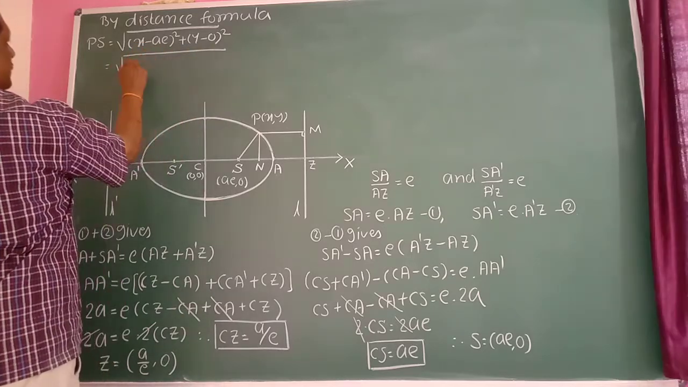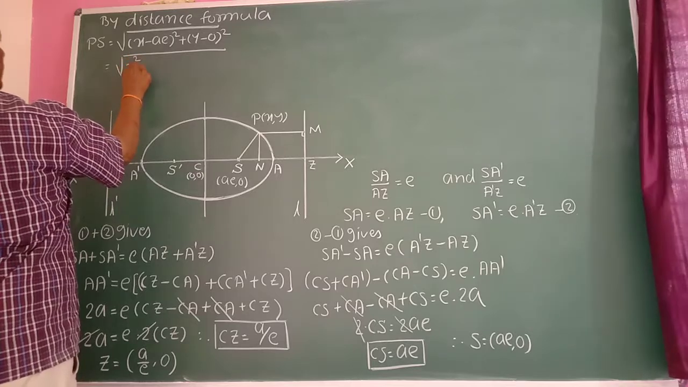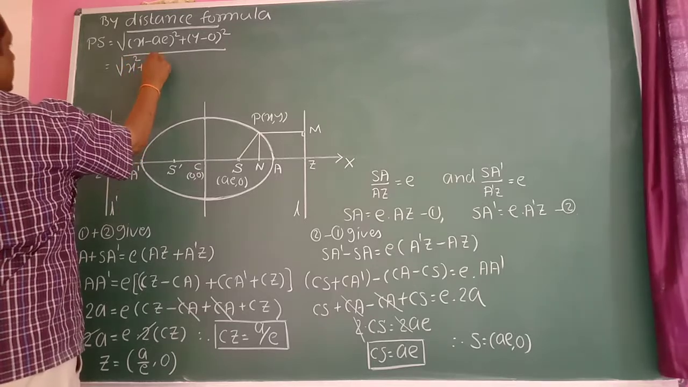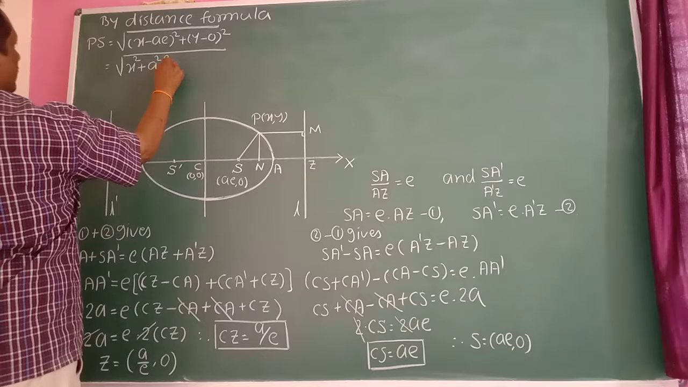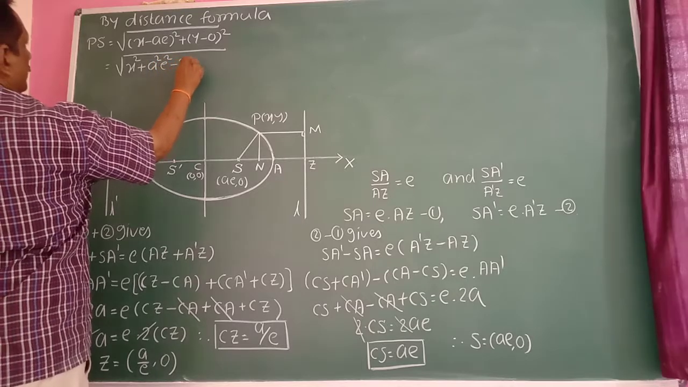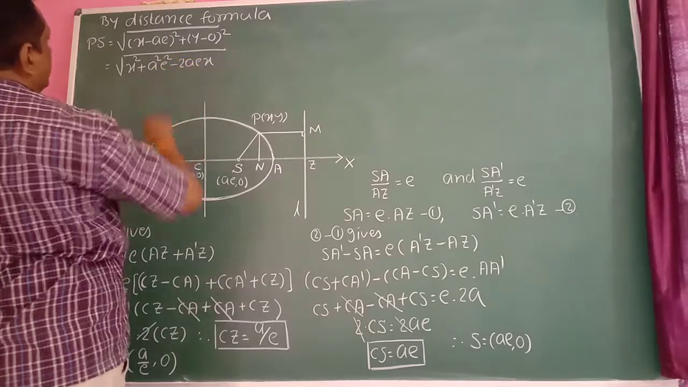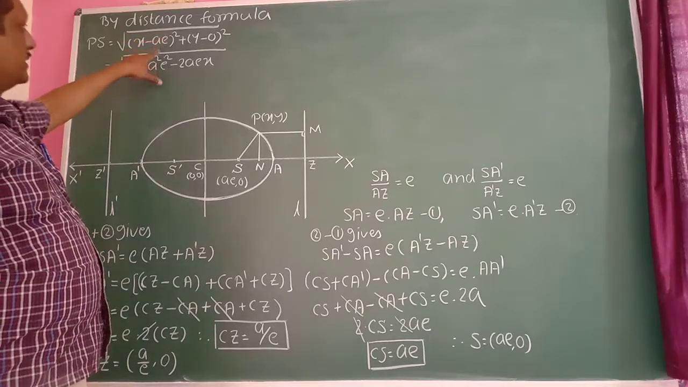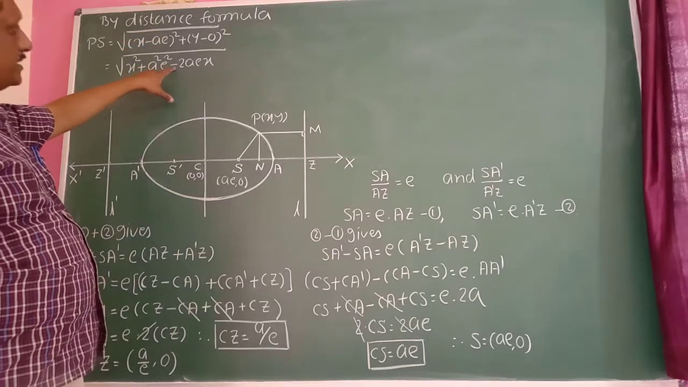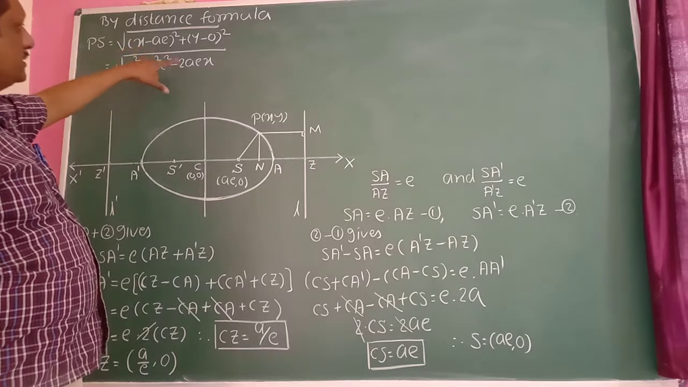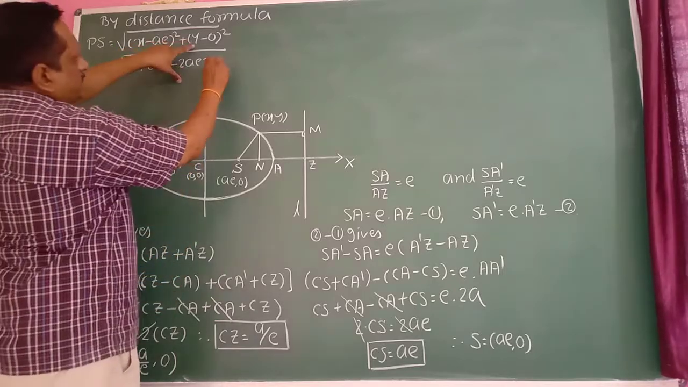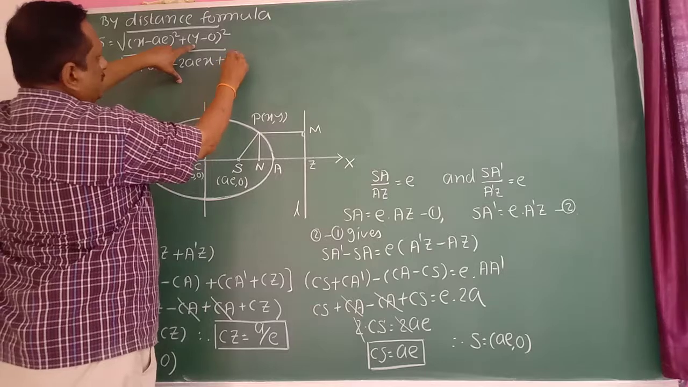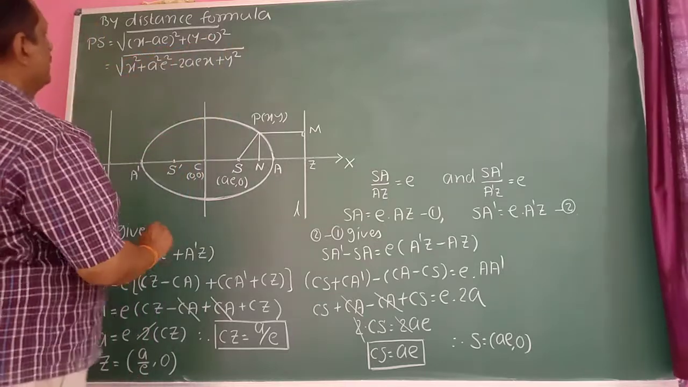Then this is equal to the root of, expanding: (x minus ae) whole square is x square plus a square e square minus 2ae into x, using the (a minus b) whole square formula. So x square plus a square e square minus 2ae into x, then plus y square.